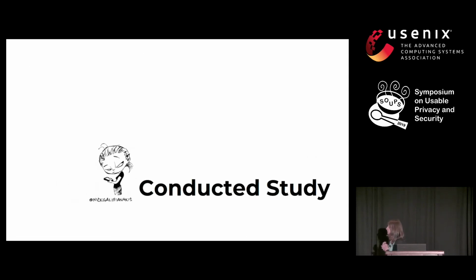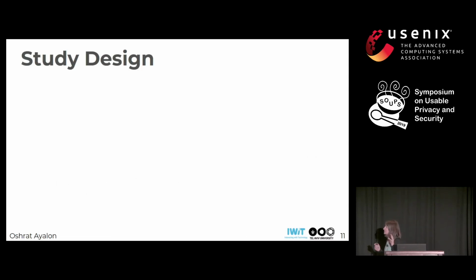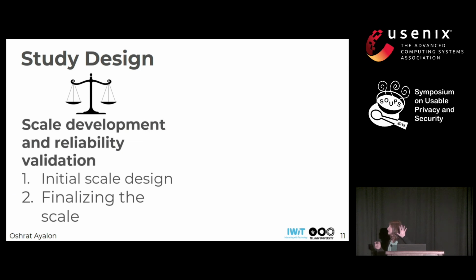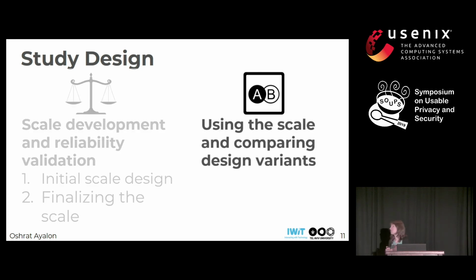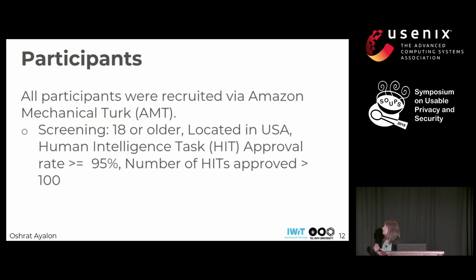Okay, so what did we do? We had a study that has two main phases. The first phase was developing the scale, and we conducted a survey study to develop the scale. And then we used the results of the first phase, the scale, to see if we can differentiate between privacy designs, and to do this, we conducted an A/B testing study. The participants for all the studies were recruited by Amazon Mechanical Turk.